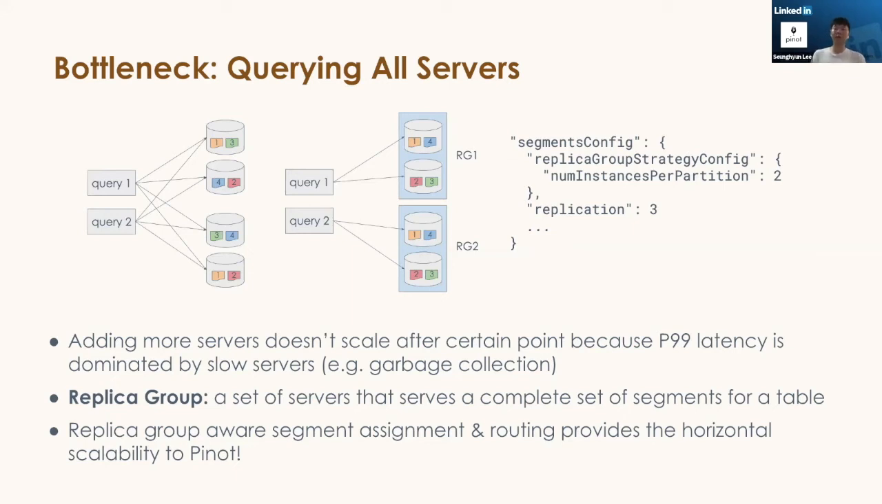We also implemented the replica group aware segment assignment and routing strategy. With those, we were able to route the query to a single replica group instead of all servers. And we still get the correct answer, because servers from a replica group are guaranteed to serve all segments for a table by definition. Given that we query a single replica group per query, we can now add more replica groups to increase the QPS capacity. So this feature provides true horizontal scalability to Pinot.